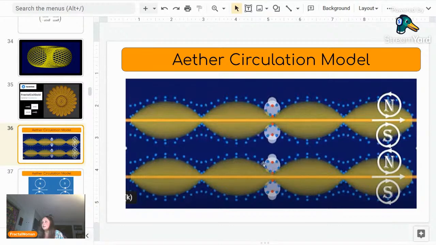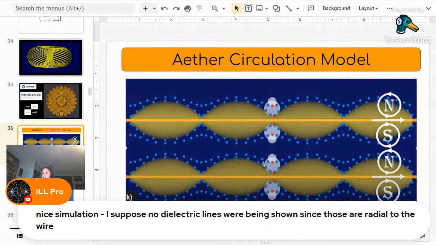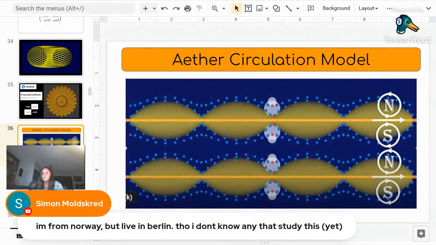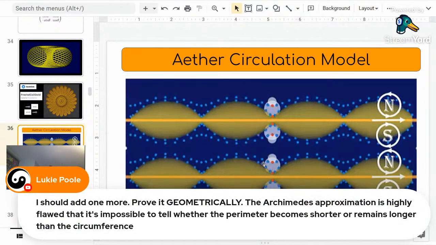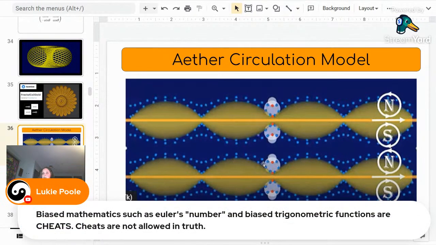So I'm talking too much, and I should probably see if there are any questions. Someone wants to go to bed. University in Sweden, indeed. Nice simulation. I suppose no dielectric lines. We saw that. So the Norway guy. We talked about that.